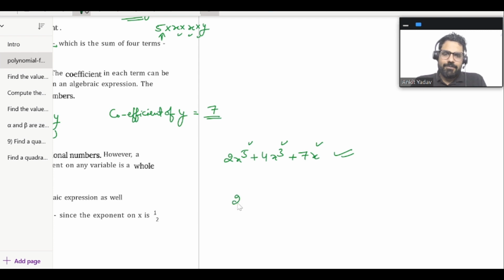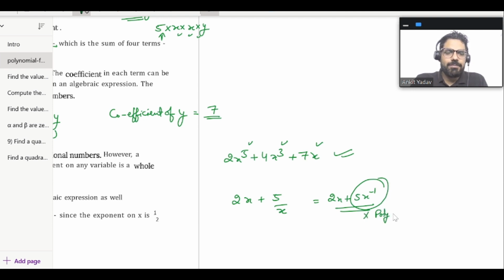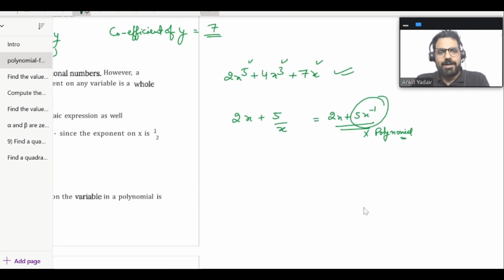Correct. If I'm having one more example like 2x + 5/x, here x is in the denominator. So when we take it to the upper side, it would be 2x + 5x raised to power minus 1. Because the power is negative, it won't be a polynomial. So the power must be a whole number. It can't be negative, right?